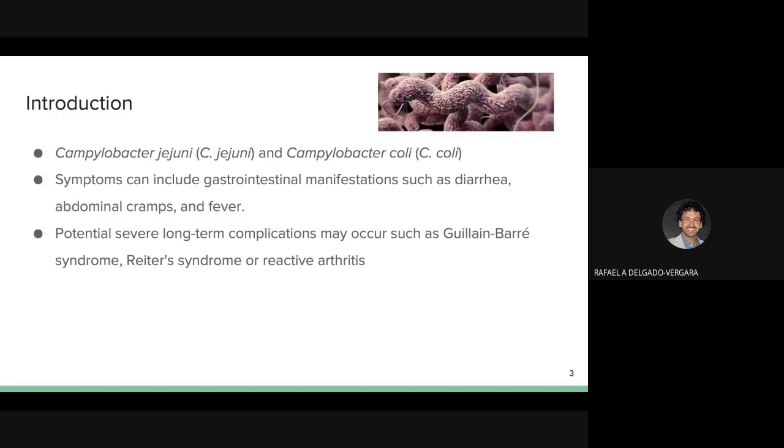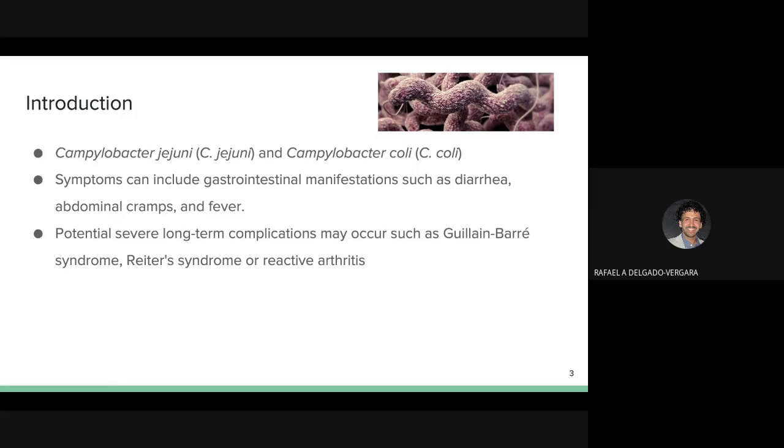In the introduction, Campylobacter is the leading cause of bacterial foodborne gastroenteritis worldwide, and more than 95% of the infections attributed to this genus are associated with the species Campylobacter jejuni, that is C. jejuni, and Campylobacter coli, that is C. coli.